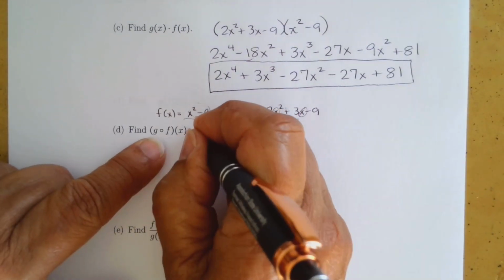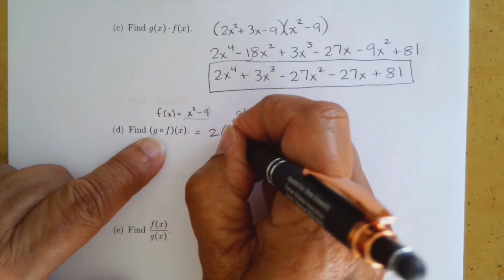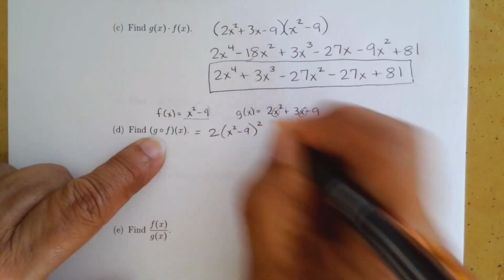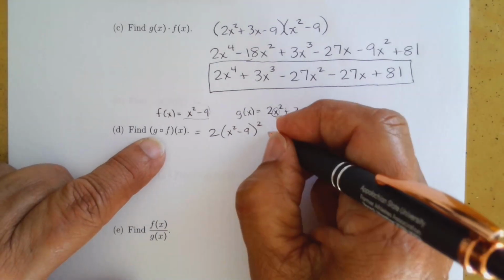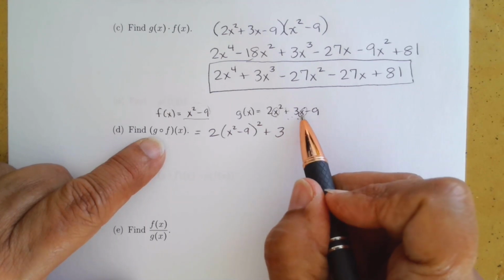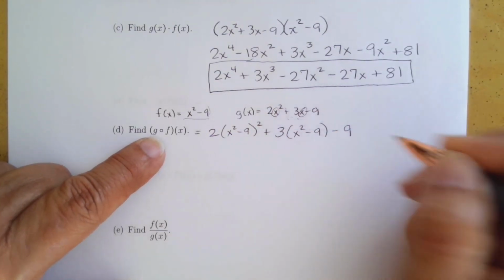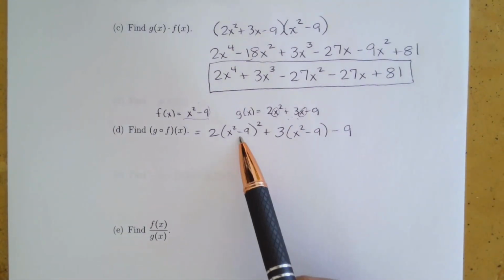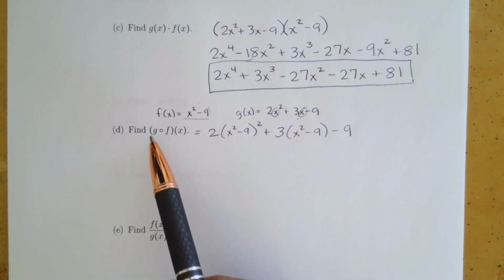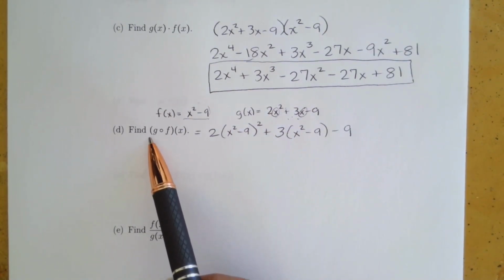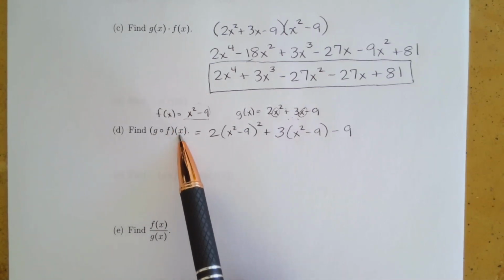So that means I'm going to do 2, and in place of this x, I'm putting x squared minus 9, and then I've got to square it. I replace just that x with function f. And then I've got plus 3, and again, in place of this x, I'm going to put x squared minus 9. And then you have the minus 9. So I took function f and put it in here. The outer function is the one you're putting the function in, and the function you're using to put in is the one next to the x.